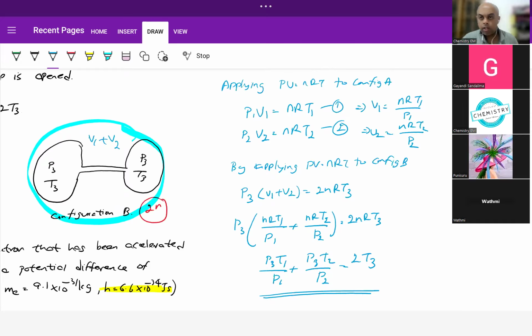Now, what you need to understand is volume will become V1 plus V2 and the total number of moles will become 2n. So that is what you need to understand. Okay. Any questions on this one? Actually, this is a 2-minute question. I will give you some time to copy this down if you need.